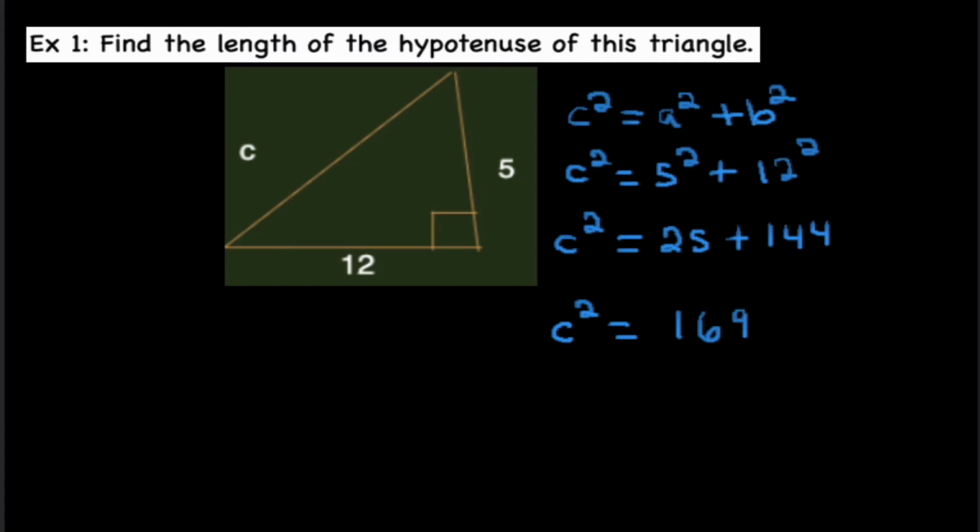So we still have to isolate c in order to find out what the hypotenuse is. In order to isolate c, we have to do the opposite of squaring, which is taking the square root. And remember, whatever you do to one side, you must do to the other side as well. If you notice, there's an unwritten 2 right here, so that means they cancel. So we are left with c is equal to the square root of 169, which is 13. Therefore, the hypotenuse here is 13.